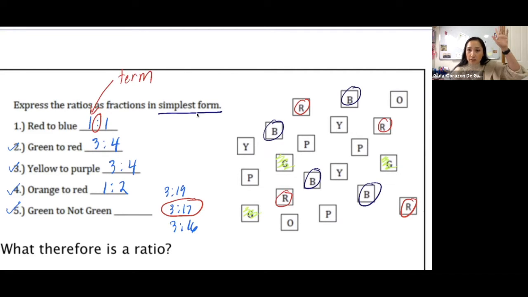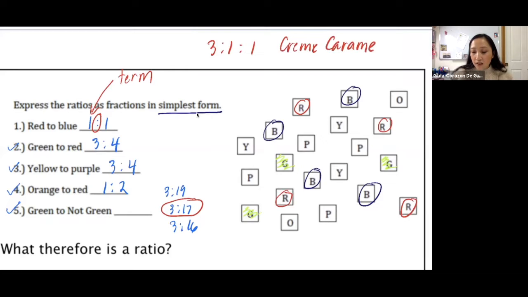For those who are bakers or who like to cook, they would have ingredients, and some of the ingredients you wouldn't have just two ingredients, right? Sometimes there would be more than two ingredients, say 3 ingredients, right? So you could have a ratio of my grandma's popular creme caramel. It's 3 to 1 to 1. That's a recipe for a really delicious dessert. What's 3 to 1 to 1? It's a creme caramel. It's very popular to Filipinos. It's called leche flan in Philippines.